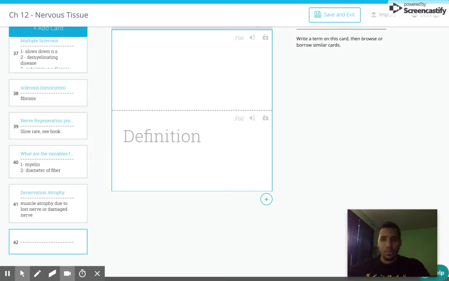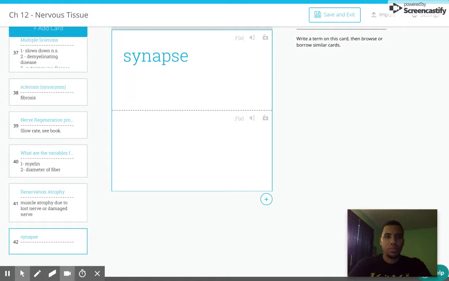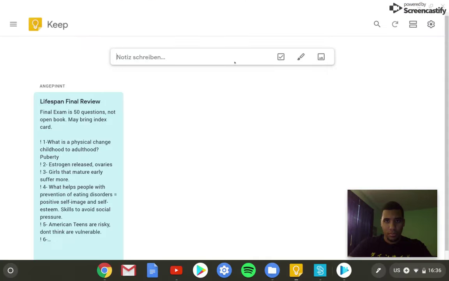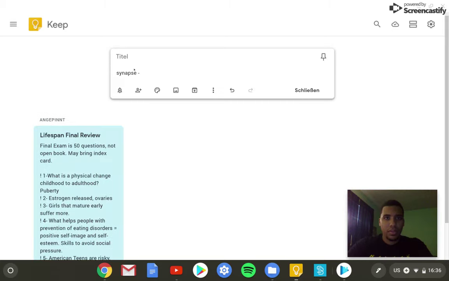The synapse is where the nerves meet. So synapse, where neurons meet. Sorry about the slowness. The synapse is where your neurons meet, or where a neuron meets a target cell. That target cell could be another neuron.